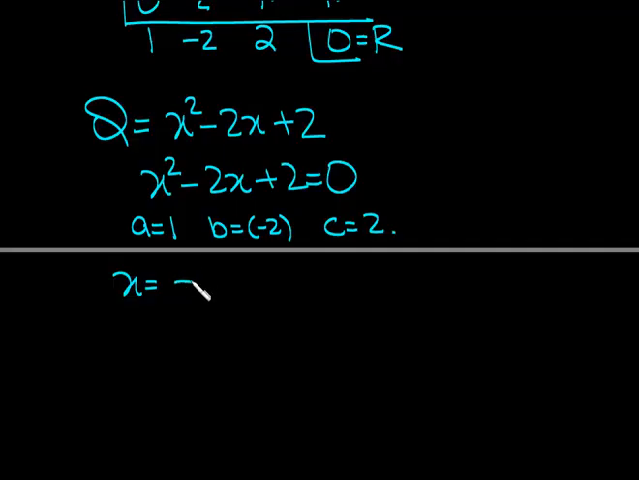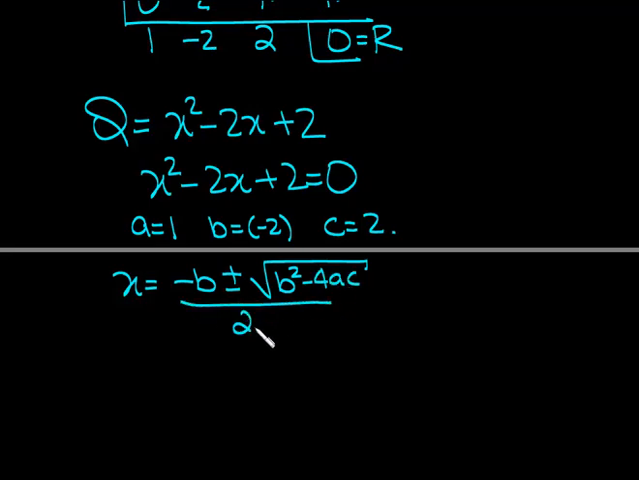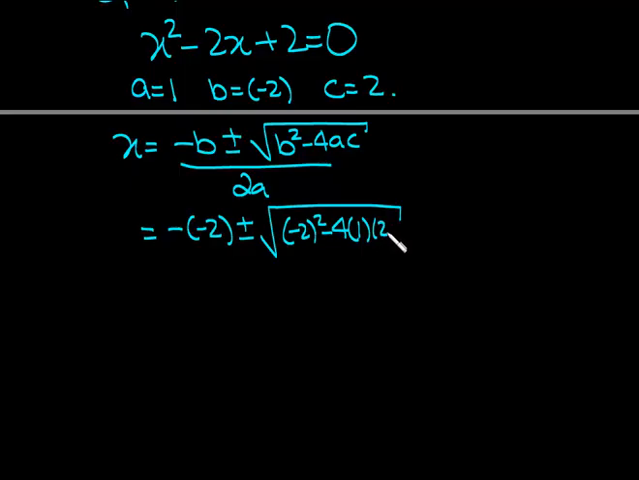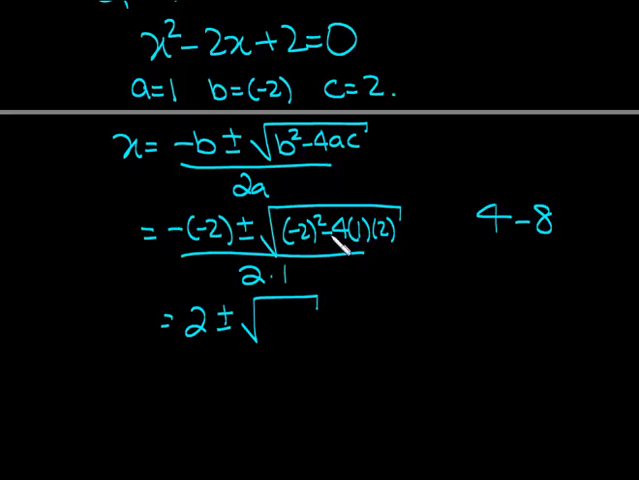So you get, write the formula down, minus B plus or minus square root of B squared minus 4AC divided by 2A. So we get minus of minus 2 plus or minus negative 2 squared minus 4 times A times C divided by 2 times A. So we get 2 plus or minus, negative 2 squared is 4 minus 8, because 4 times 2 is 8, so we get negative 4. So negative 4 over 2.